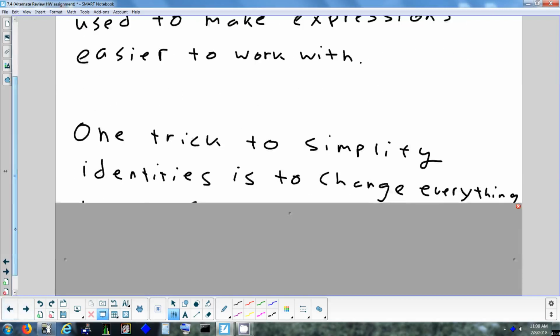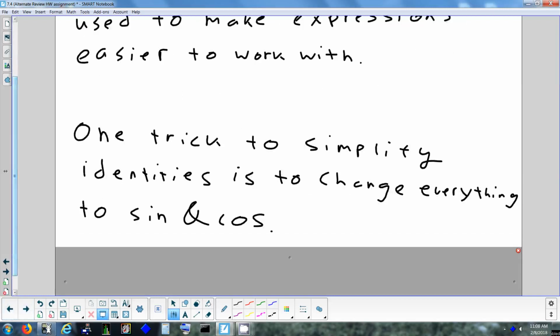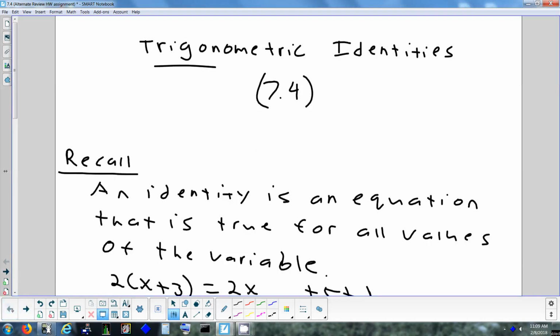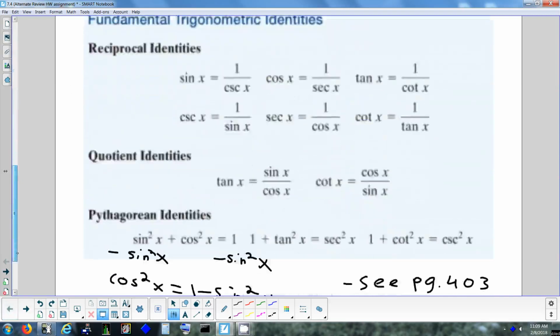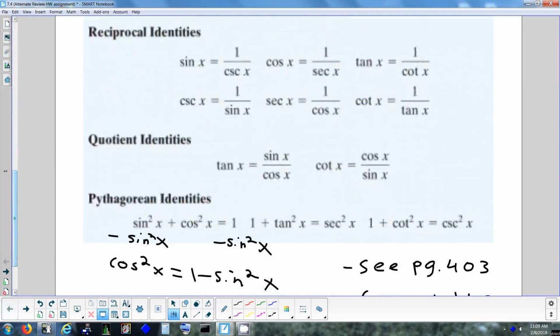Okay, and there's a few different tricks we can use to simplify trig identities. The first trick is to change everything to sines and cosines. If you go back and look at the chart or table of all the identities I just had up, sine and cosine come up a lot. Every single trig function can be written with just sine and cosine.